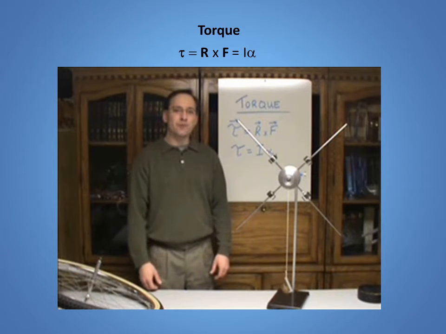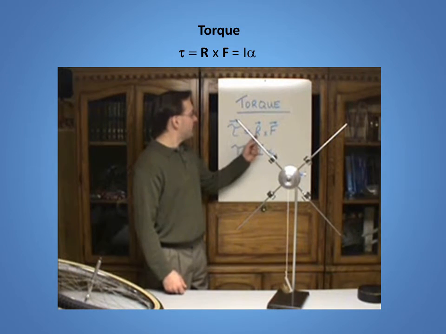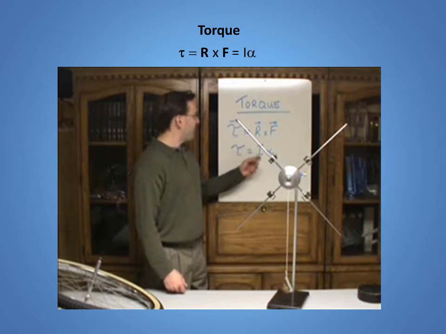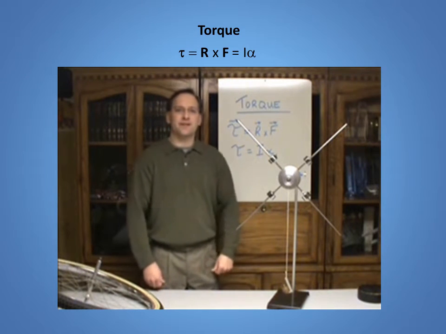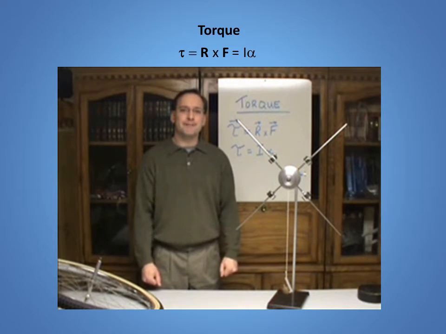Torque is given the symbol tau and is calculated as r cross F, that's the radial vector crossed into the force vector. Tau can also be calculated as I times alpha, that's the moment of inertia times the angular acceleration. This is Newton's second law for rotation.